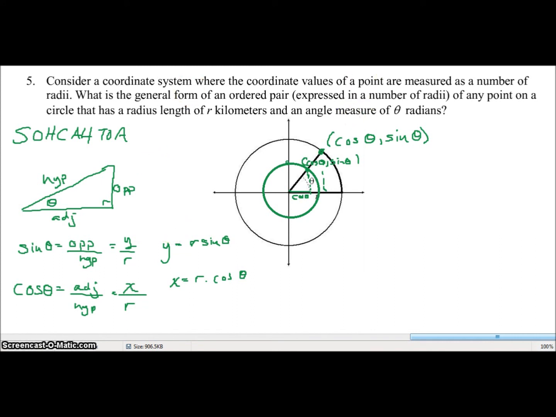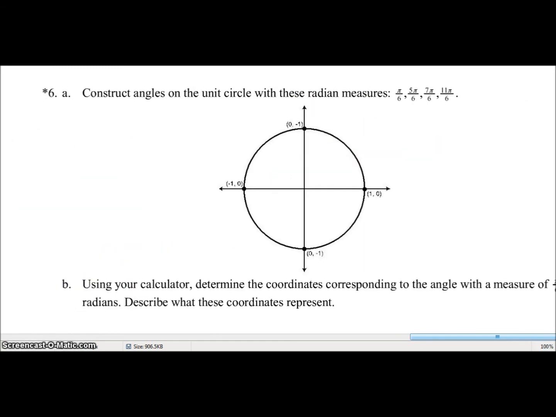Anyways, if you forgot what the answer to this problem was, this is it. Construct angles on the unit circle with these radian measures: pi over 6, 5 pi over 6, 7 pi over 6, 11 pi over 6. First, recall that going from here to here, halfway around is pi radians. You could also remember that all the way around is 2 pi, so halfway would be pi radians. So pi radians is from here to here.